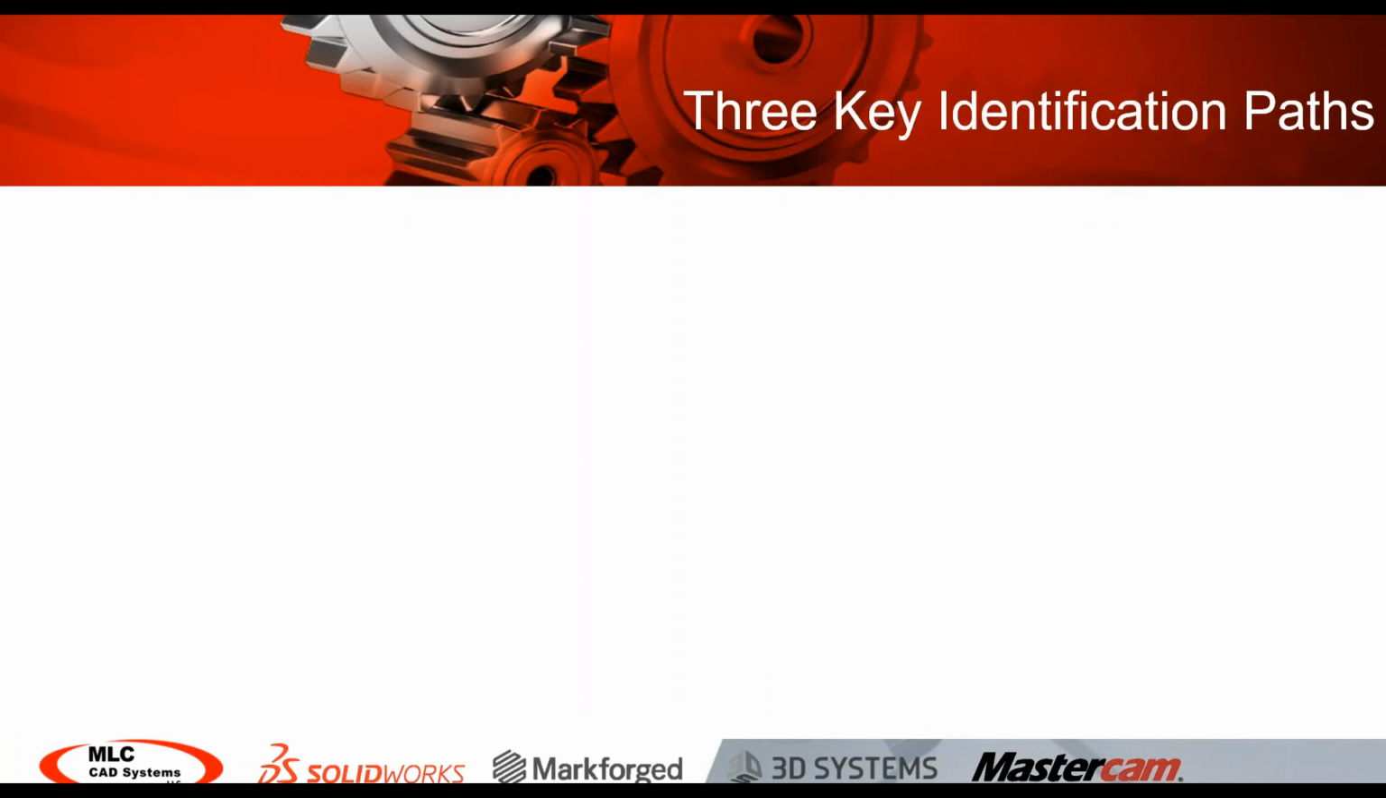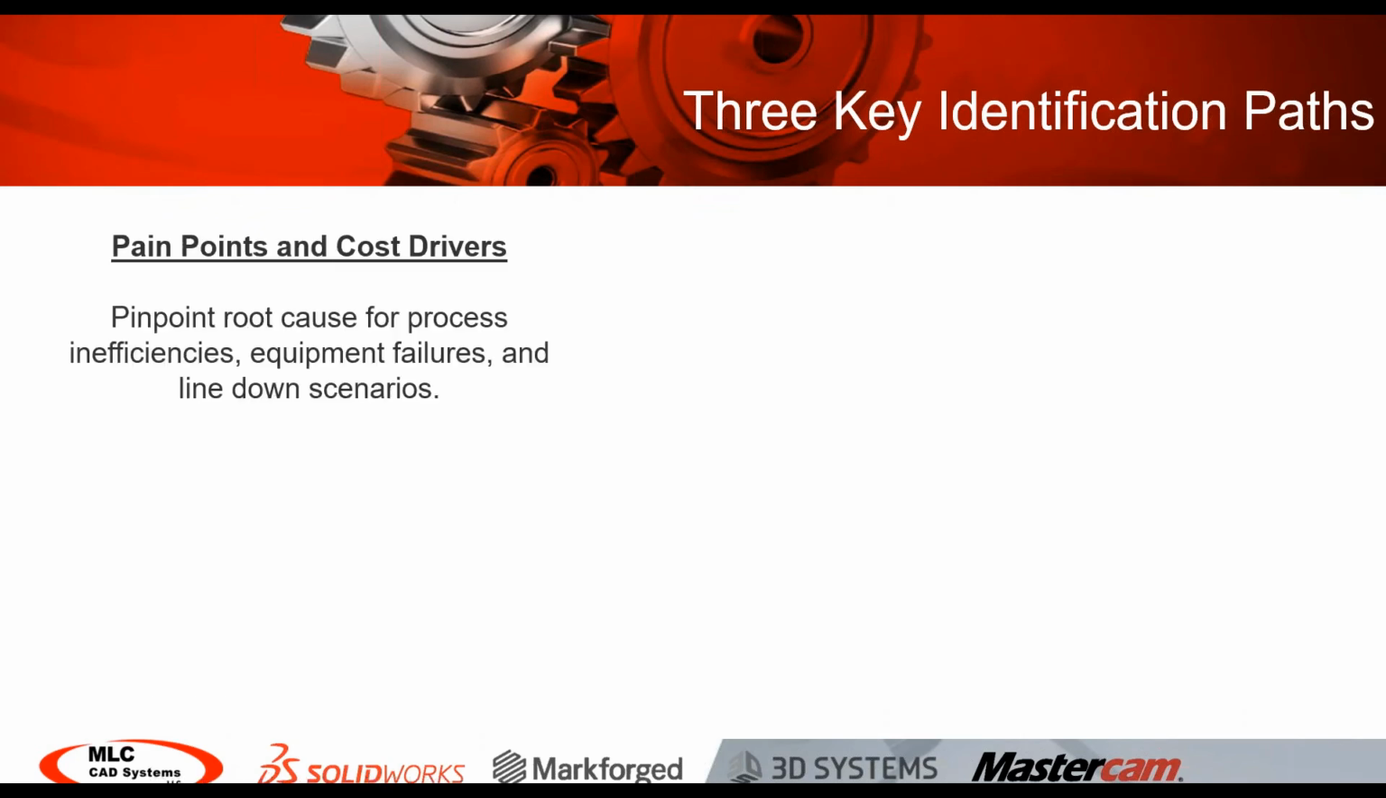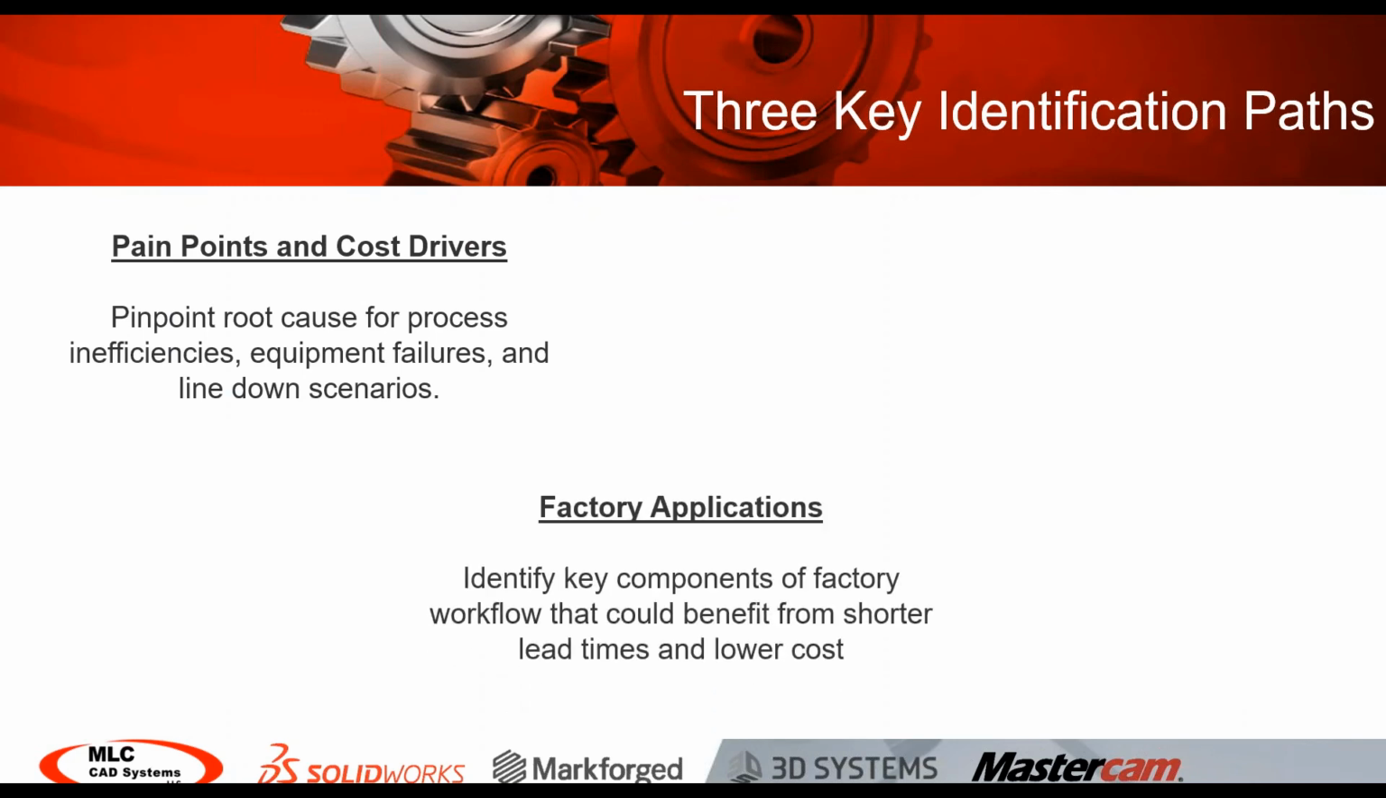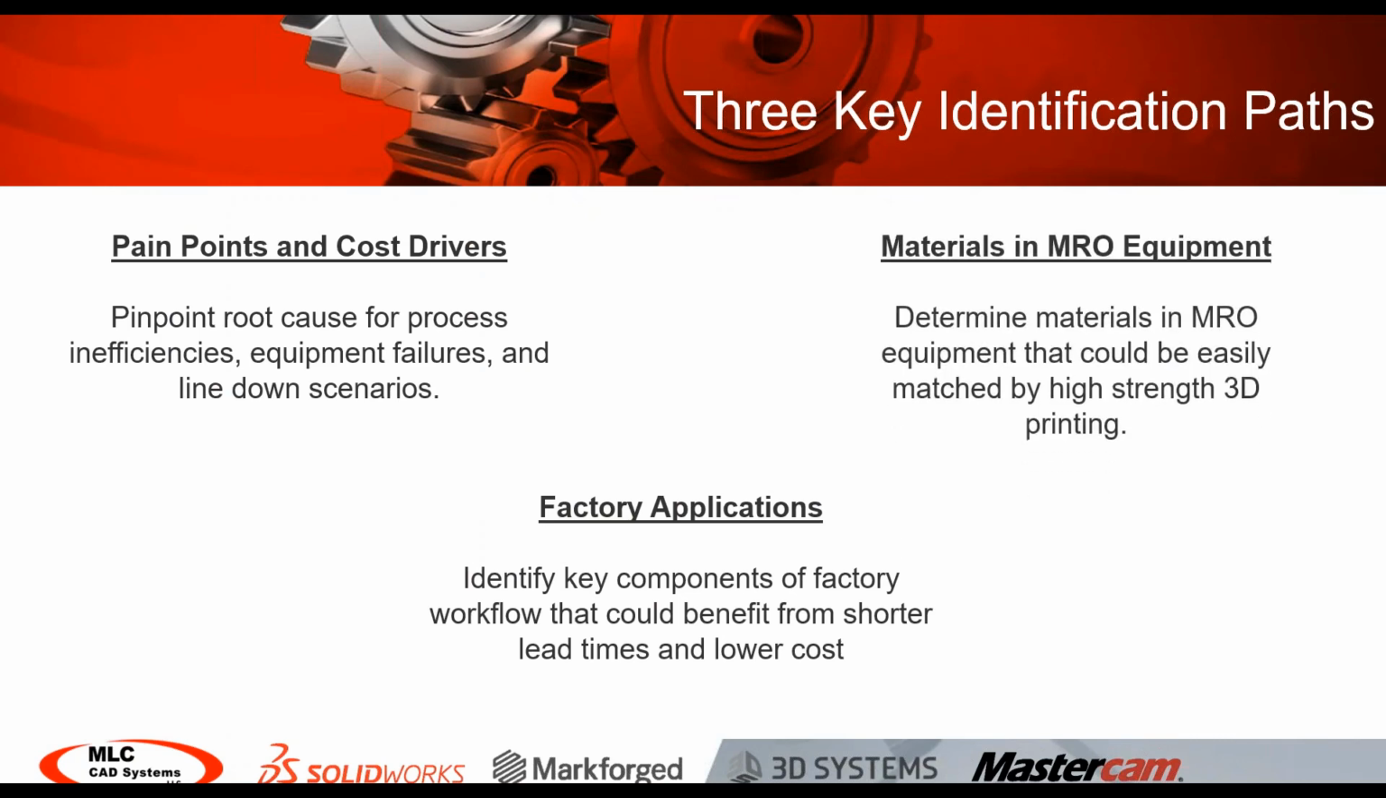Today, we're going to go ahead and look at 3 paths that you can identify within your business to help with making your way towards parallel production. There are 3 identification paths to discover the cost savings of high-strength 3D printing in your MRO toolkit. Viewing your operations through these lenses can help identify the high-value opportunities in your process, which can form a strong foundation when building a return on investment analysis of your 3D printing strategy.